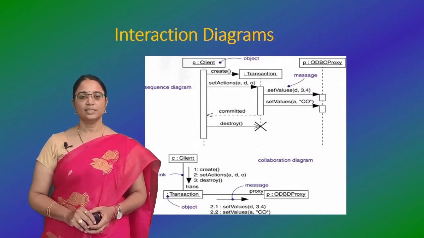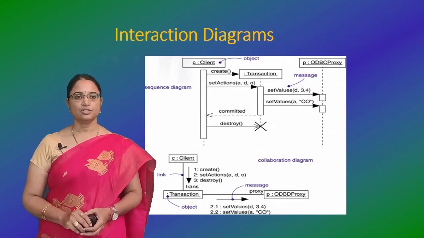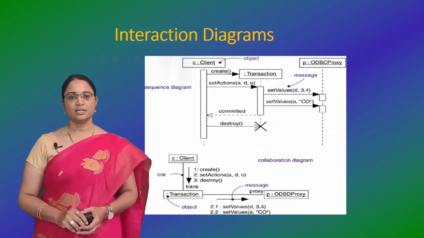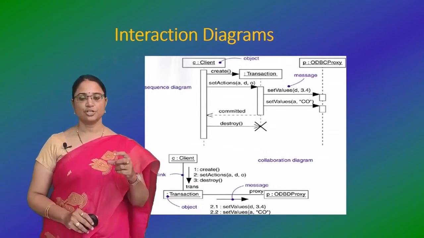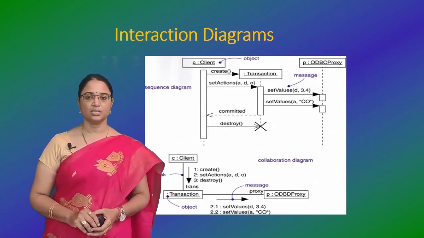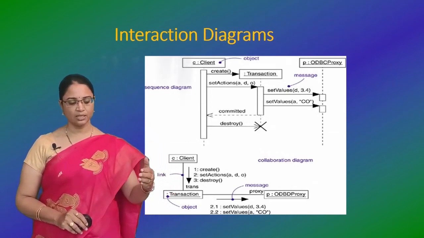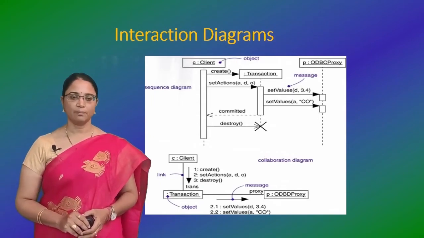So here, if you see the links, we have a create, set actions, and a destroy. The message client sends a destroy message to the transaction in the third position. So that automatically is nothing but a transient period. How much time is the object alive in that particular scenario? That is a transient object that comes in the middle, completes its task, and ends its time period. That is nothing but a transient object.